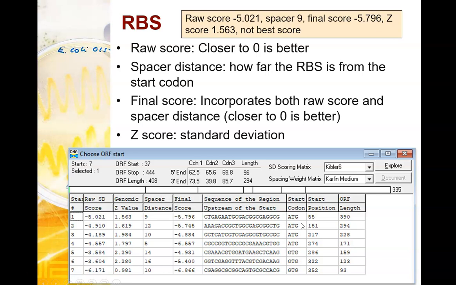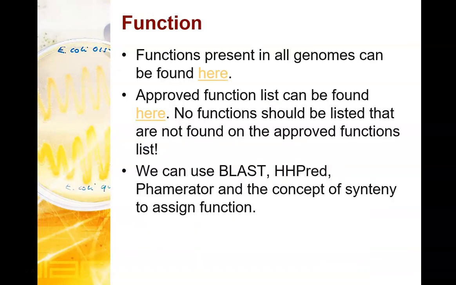So what we'll do in our notes is report the raw score, the spacer, the final score, the Z score, and then we'll just note that it's not the best score. Okay, finally, function. We want to assign a function if we can, and there are functions present in all genomes that we can look for.